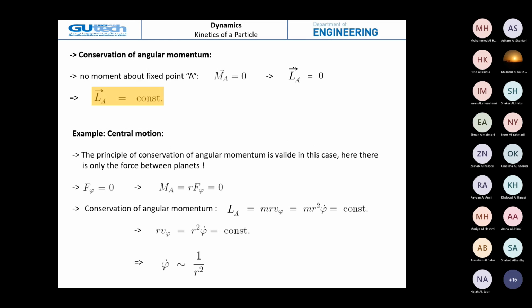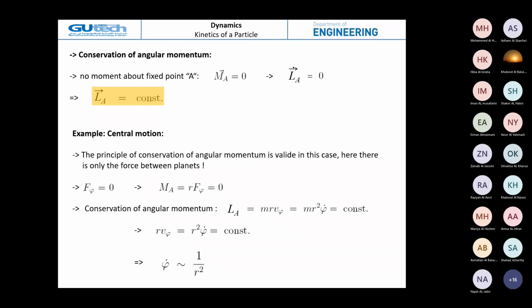Now, as we have done for the conservation of the impulse, here we say the conservation of angular momentum means no moment about the fixed point O. Then in this case, ME will be equal to 0, as this term is equal to this one, that means the change of the momentum will be equal to 0. Then if we integrate, we will get LE, it's constant.